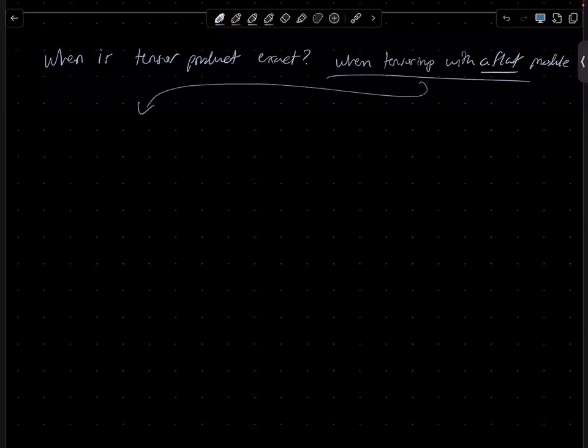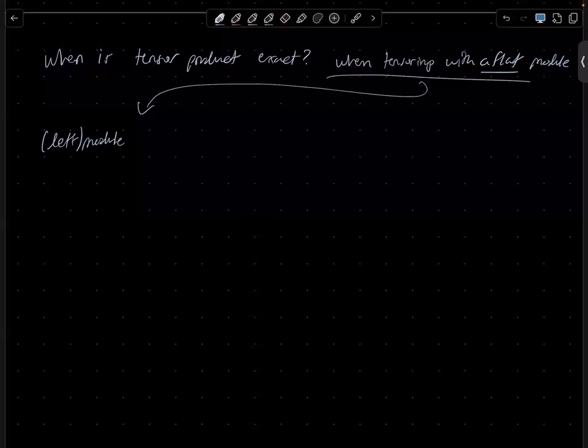Again, we have to worry about left and right here. So a left module B is flat if the tensor product in the second component is exact. And then you can do the same on the right. The right module A is flat if A tensor dash is exact. Okay.